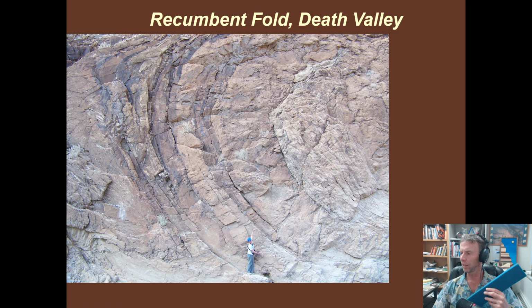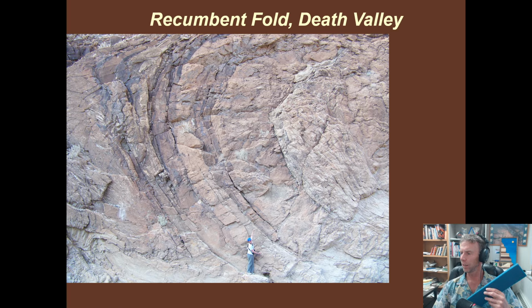One final thing is you might ask yourself, well, what does a fold look like if it's laying on its side? So here's one from Death Valley. So instead of being an anticline or a syncline, what if the fold actually gets deformed and it's sort of laying on its side or C-shaped? And these are called recumbent folds. These recumbent folds can actually be either anticlines or synclines.